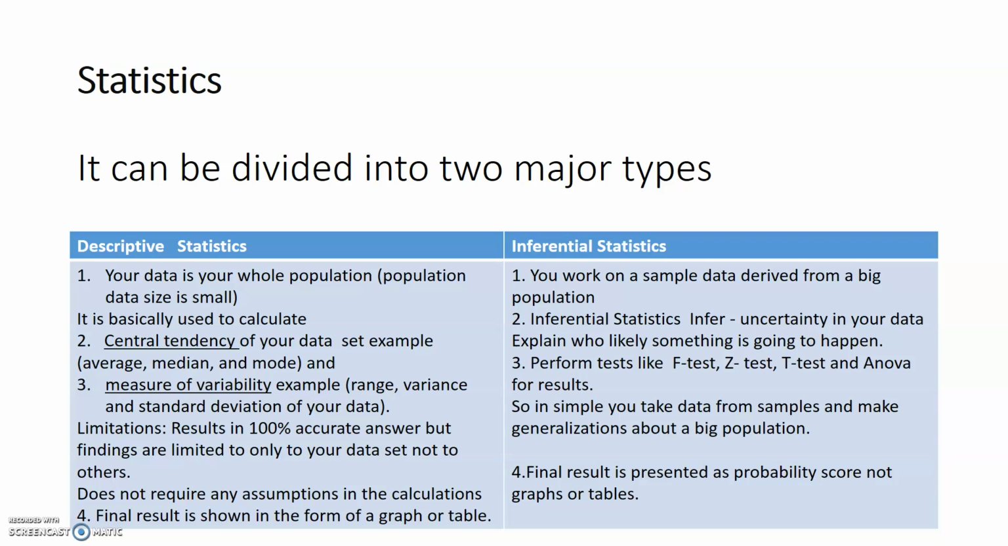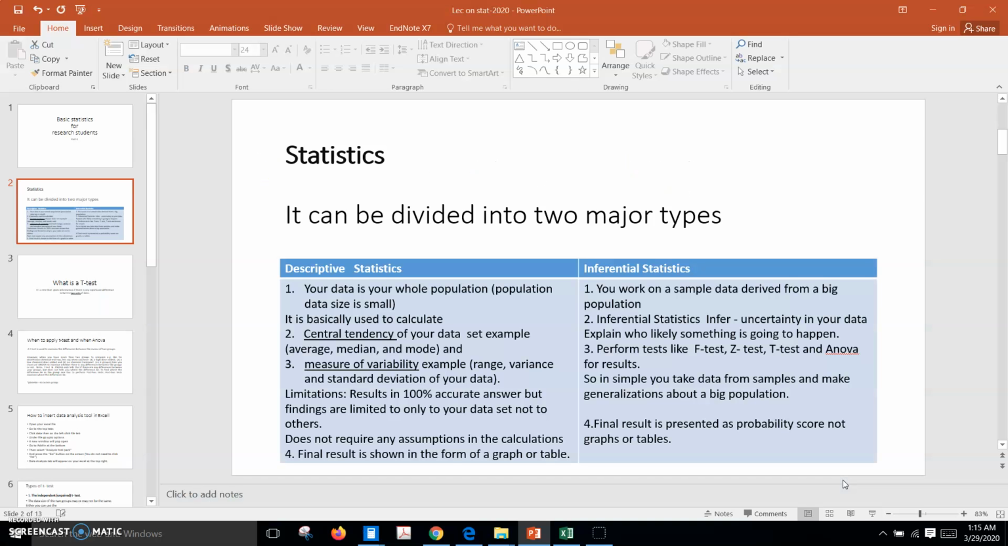Talking about point 4, the final result is shown in the form of a graph or table in descriptive statistics, whereas the final result is presented as a probability score, not graphs or tables, in inferential statistics. I have to check several times because I can record the presentation for only a very short period of time. Otherwise, the size of the file will become too big and it cannot be saved.